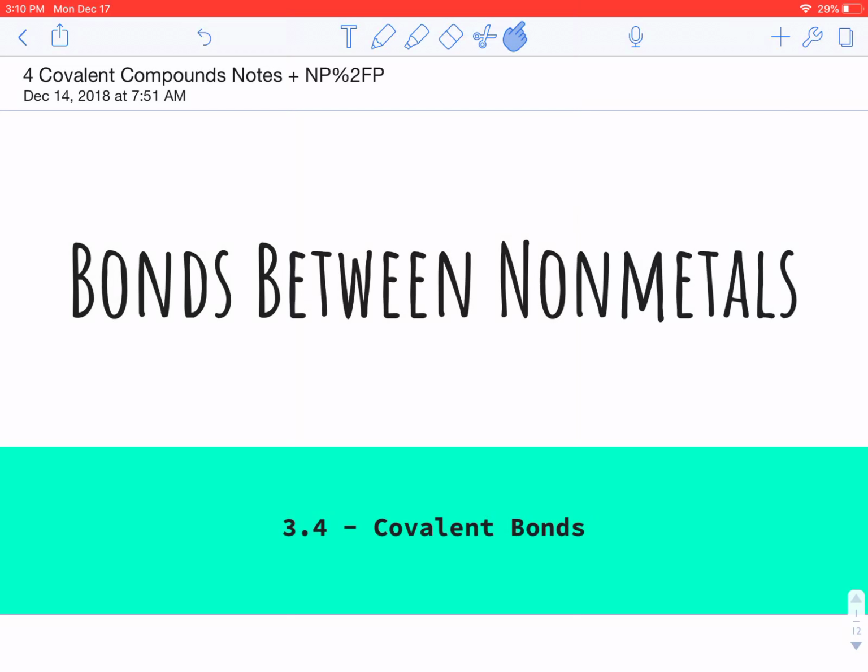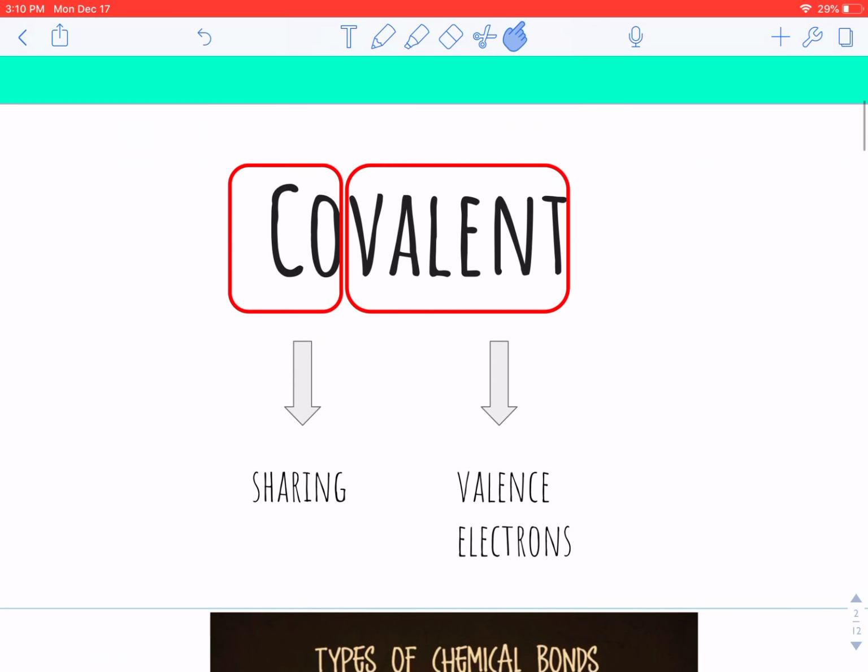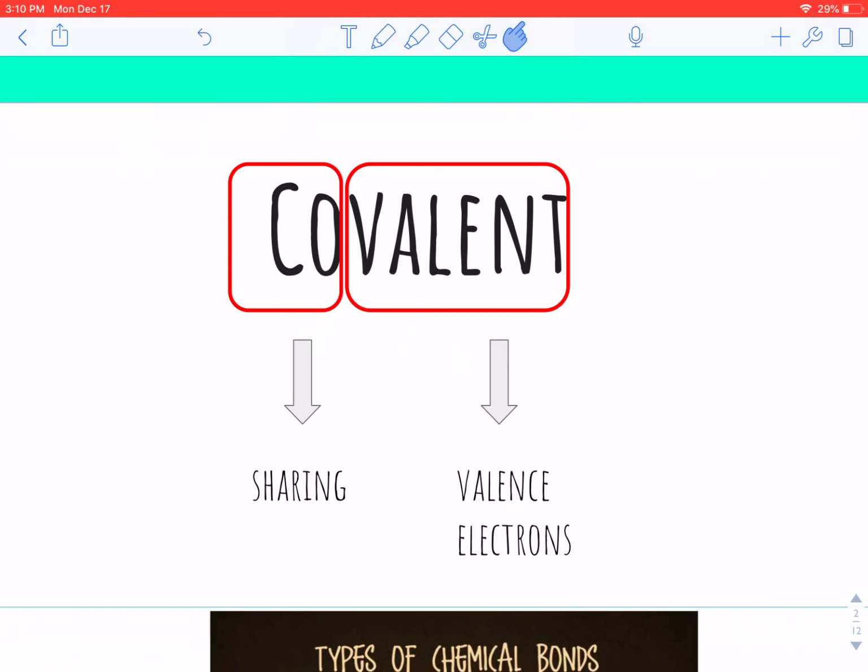So far, we've learned about ionic bonds, and that happens between a metal and a nonmetal, and electrons are shared. We've also learned about metallic bonds, and that's how alloys are formed, and so typically that's going to be just metals. Sometimes you'll have a nonmetal in there too, but basically their mobile sea of electrons just mixes. And then today we'll be talking about bonds between just nonmetals, and we call those covalent bonds. The word covalent just means sharing valence electrons.